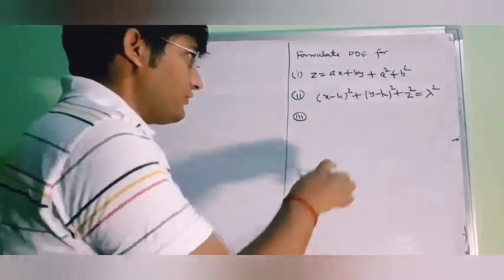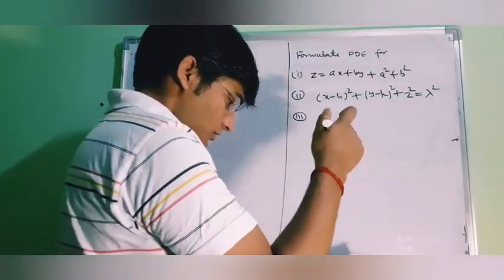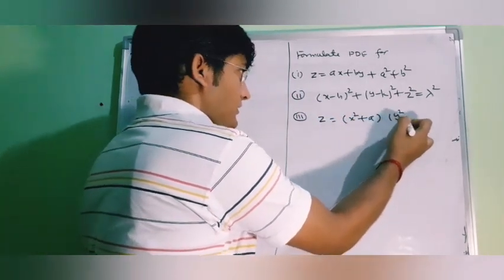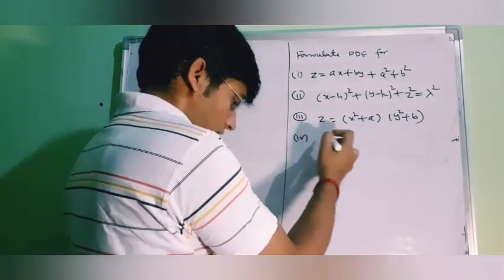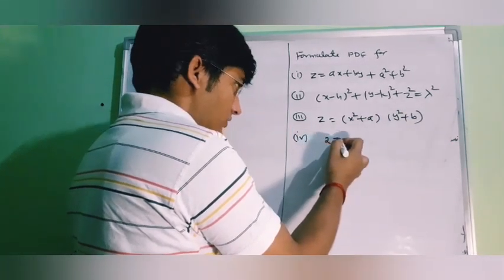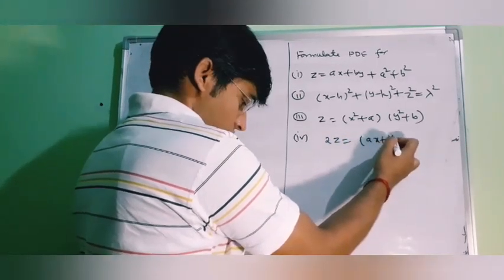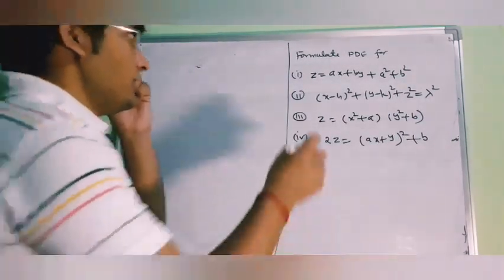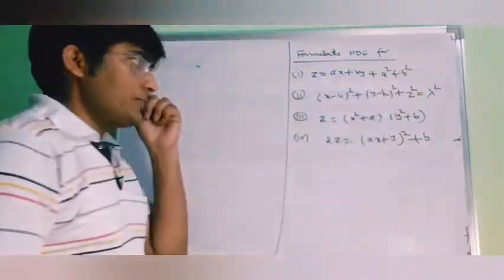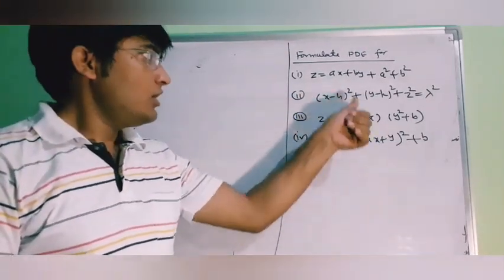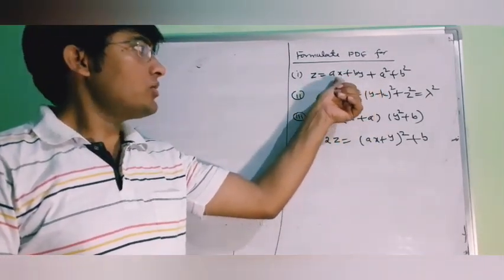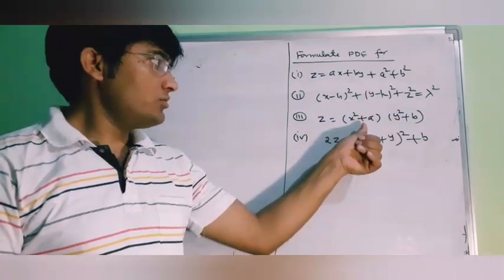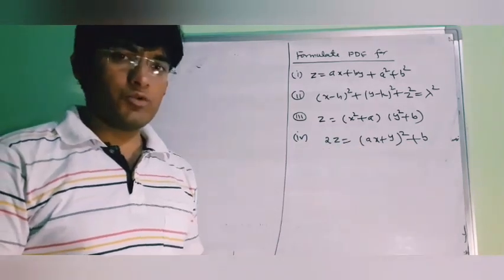Then, we will have to eliminate h and k. The third question is z equal to (x square plus a) into (y square plus b), and the fourth problem is 2z equal to (ax plus y) whole square plus b. Now formulate the partial differential equation for these problems. In all these four problems, we will have to eliminate our constants: a and b in problem 1, h and k in problem number 2, and a and b in problem numbers 3 and 4.